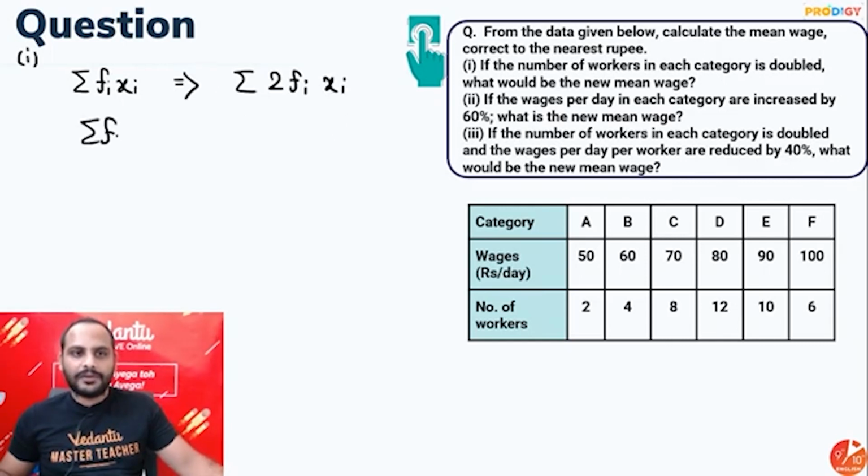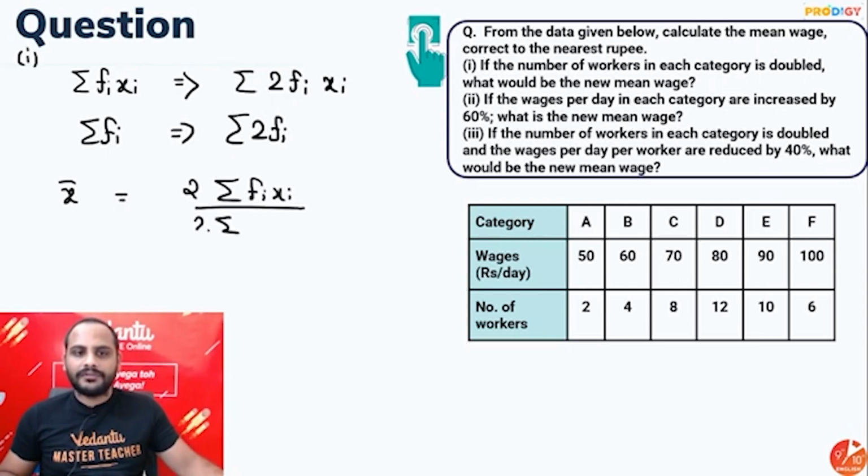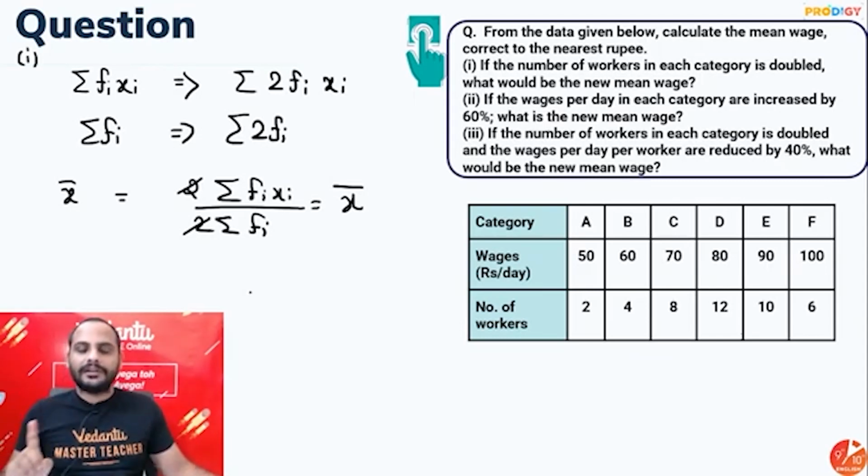And summation of frequency will become summation of 2 times of frequency. All the frequencies are double. So now if I find out the mean, I can say they go 2, if I take it outside common, summation of fi xi divided by summation of fi. That is nothing but mean only, 2 to 2 got cancelled, mean remains same. Mean remains same. So from here guys, understand this thing.